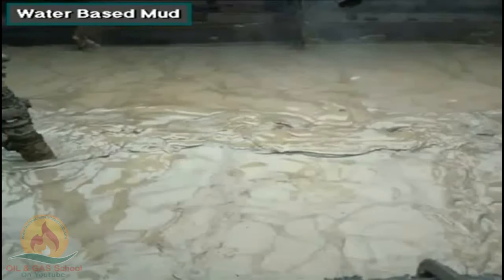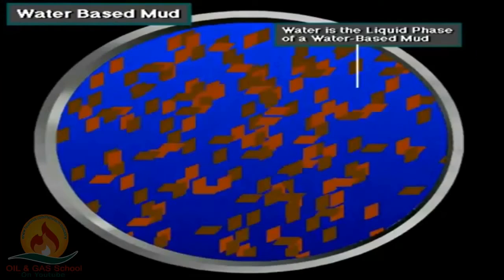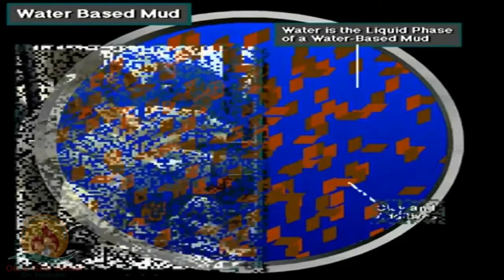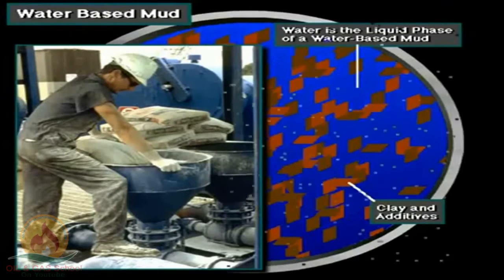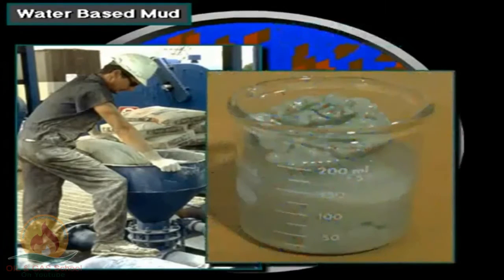Often, water is the base of drilling mud. Water makes up the liquid part or phase of a water-based mud. Crew members put clay and special additives into the water to make a mud with the properties needed to do its job well. For example, clays give it thickness or viscosity.